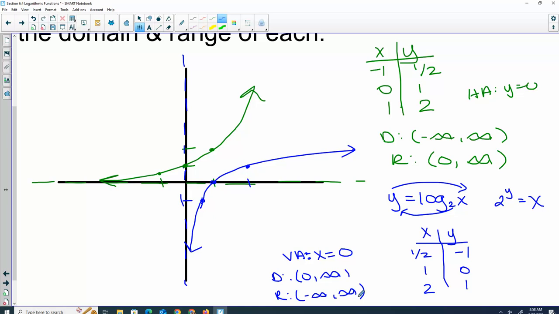To graph our logs, we are always just going to change them into exponential form and graph them like we did our exponentials. But this time when we're putting in our -1, 0, and 1, it will go in for the y, because that is the exponent. Any questions on that?